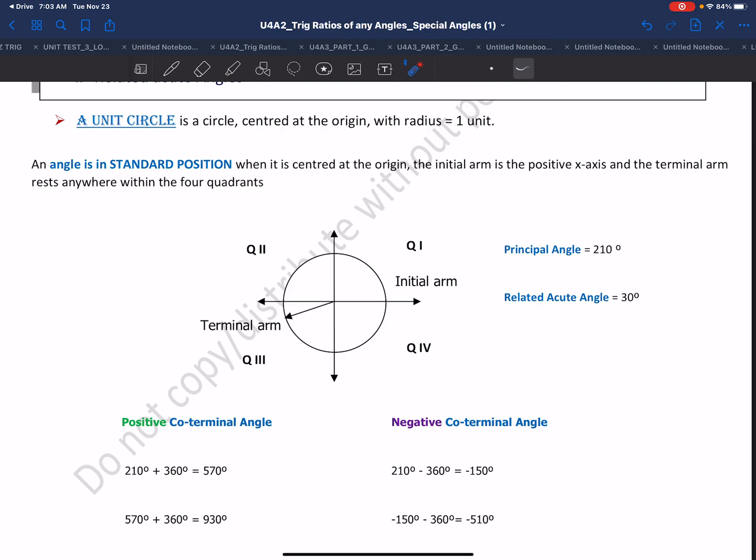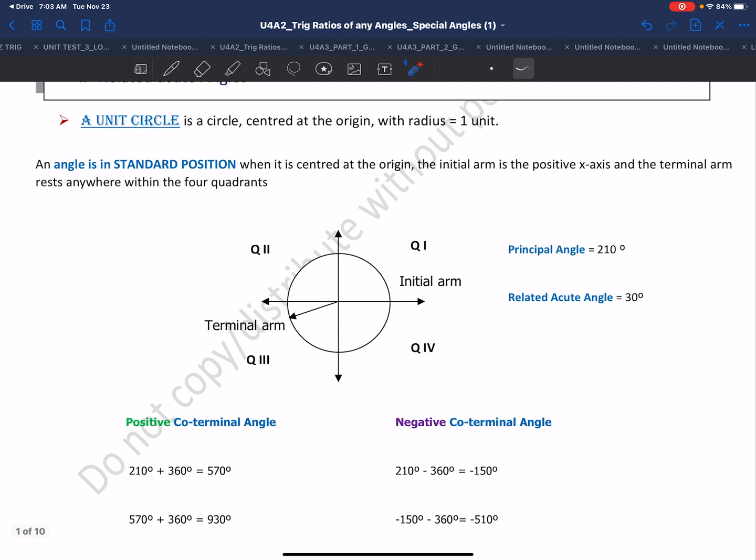Remember that an angle is considered to be in standard position if the initial arm is fixed on the positive x-axis and the terminal arm rotates around the origin. In our case, the angle of 210 degrees, which is measured when we start from the initial arm to the terminal arm in the counterclockwise direction, is what we call the principal angle. In our case, it measures 210 degrees.